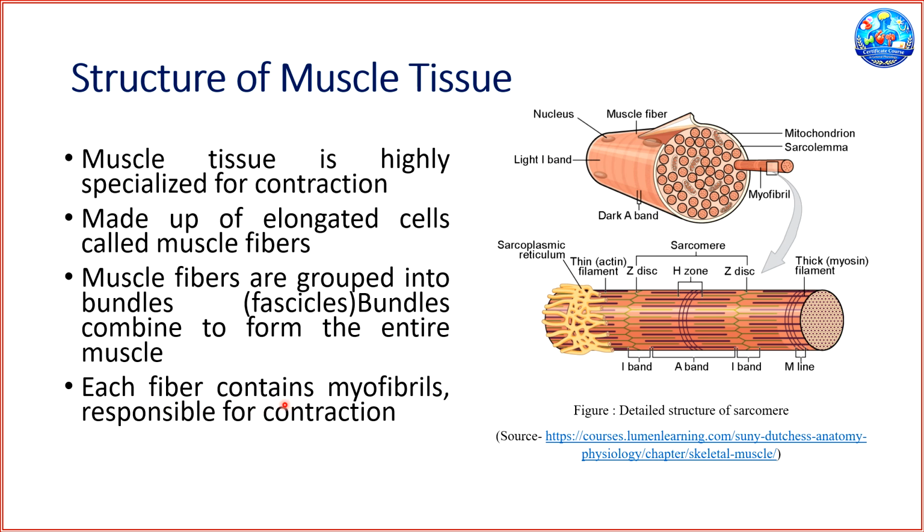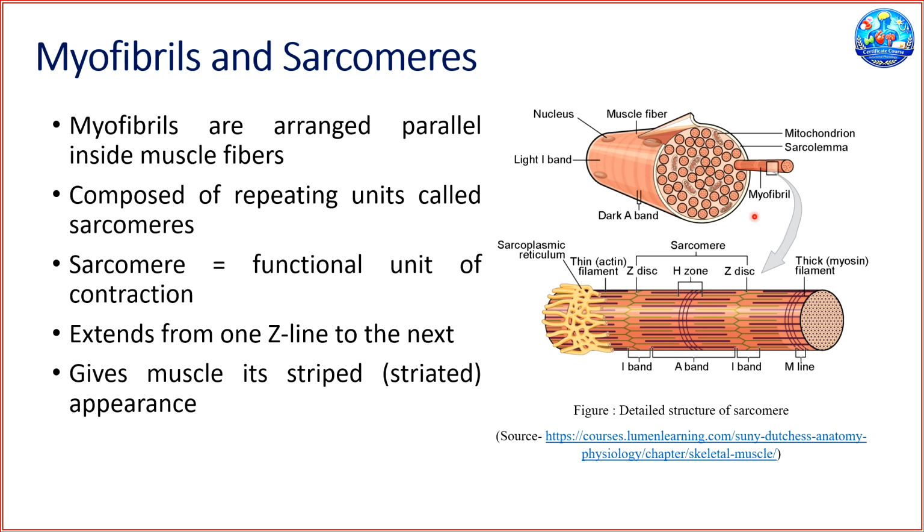And here you can see that each fiber contains the myofibrils, which are responsible for the contractile properties of the muscle. The myofibrils are arranged parallel to one another, and they consist of repeating structural units which we call sarcomeres. The sarcomeres extend from one Z line to the other Z line, and it is considered the smallest unit that is capable of contraction.